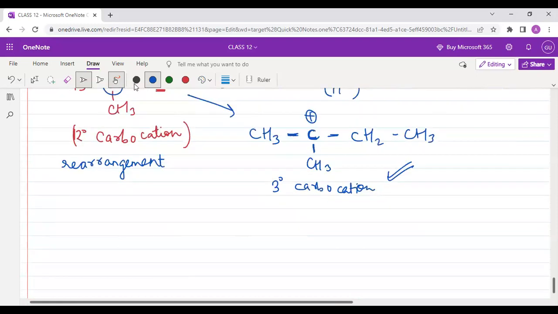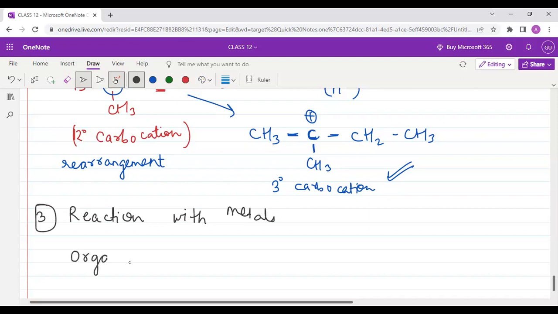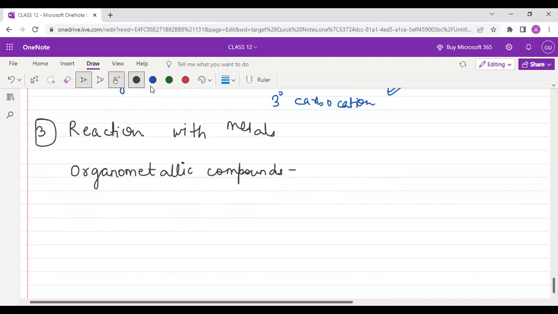Now the second type of reaction is completed. Now the third one. So third is reaction with metals. First tell me what are organometallic compounds. It's a chemical compound which contains at least one bond between metallic element and carbon atom. So it is a compound having metal carbon bond.